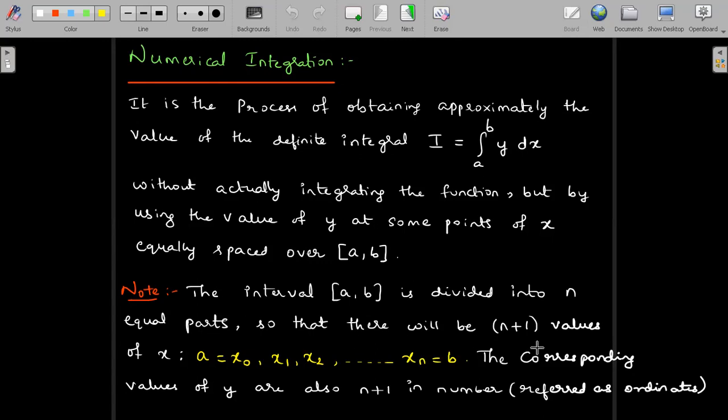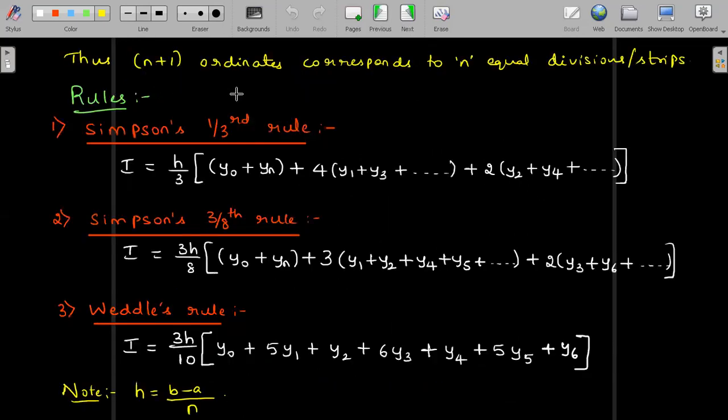And there will be n plus 1 values of x and hence n plus 1 values of y. The n plus 1 values of y are referred to as ordinates. Thus, n plus 1 ordinates correspond to n equal divisions or strips. So the interval a comma b will be divided into n equal divisions or strips so that there will be n plus 1 ordinates, the set of all values of x and y.